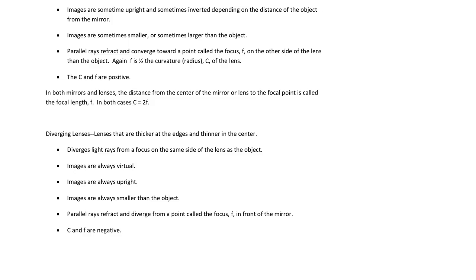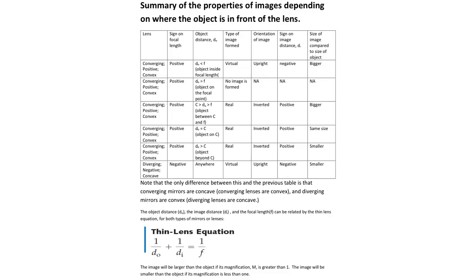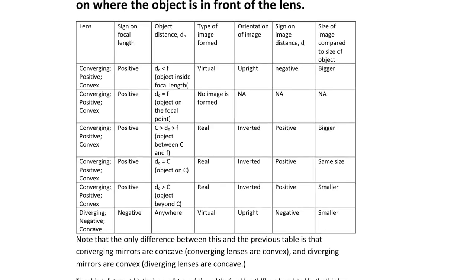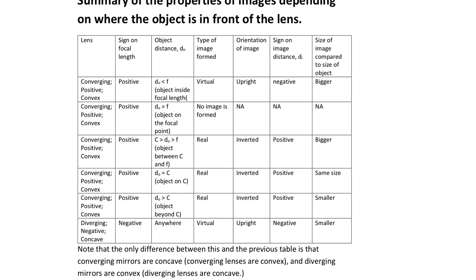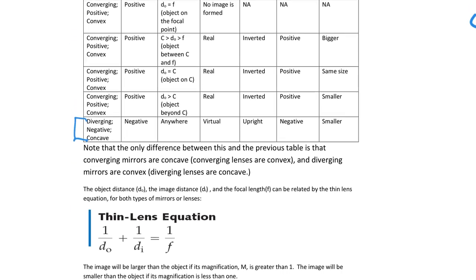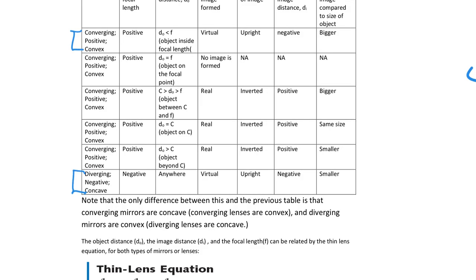Okay, so instead of me going through this, let's go to the next page. So this table is, except for two points, exactly the same as the table you had for mirrors. How are they different? Converging is convex, and diverging is concave. That's the only difference. Otherwise, everything else is the same. So, we should be able to use ray diagrams to determine what the image would look like.